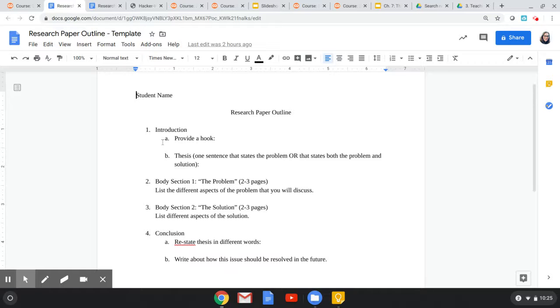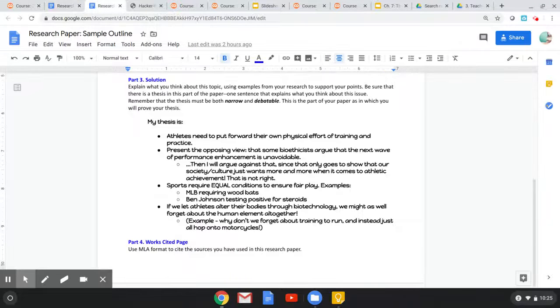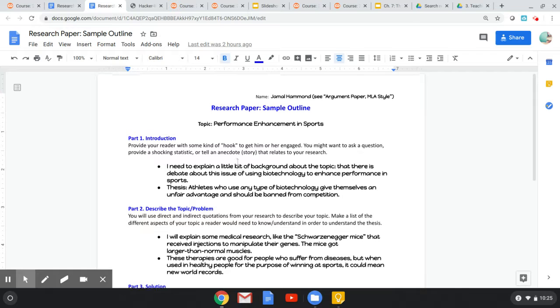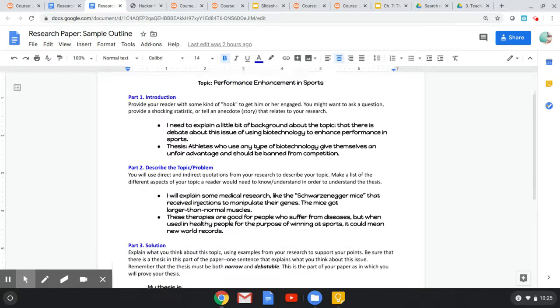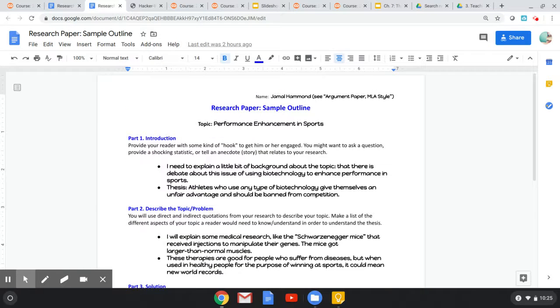If you have questions about it, of course, feel free to send me an email or a text. But my hope is that by taking a look at this sample outline, just like you looked at the sample perspectives last week, hopefully you'll have a good idea of what the expectation is for this week.